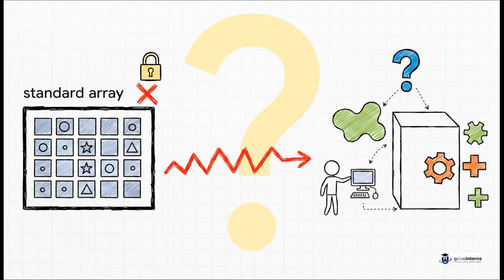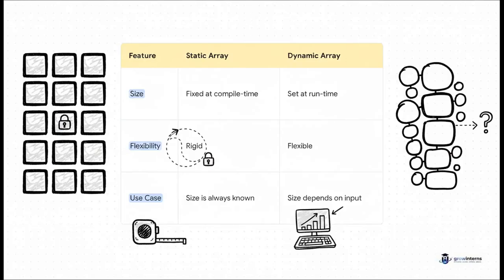Kind of useless, right? And this table really nails the core difference. Static arrays are rigid, their size is set in stone. And look, they're perfectly fine when you know for a fact you'll always need, say, exactly 10 of something. But what about when you don't? What about when your program needs to react and adapt? Well, that's where dynamic arrays completely steal the show.